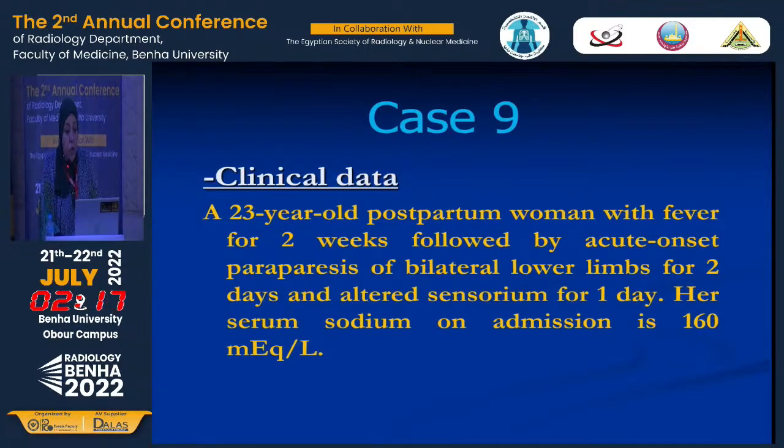Case 9 is for a 23-year-old postpartum female, 2 weeks later followed by paresis of the lower limbs, and her sodium level was 160. We forget to ask for the lab profile of any patient, which is very important. The referring doctor should give me full details so I can make an early diagnosis. We always know that hyponatremia is the problem, but here I have hypernatremia, and we know that the normal level is 145, but I have 160.